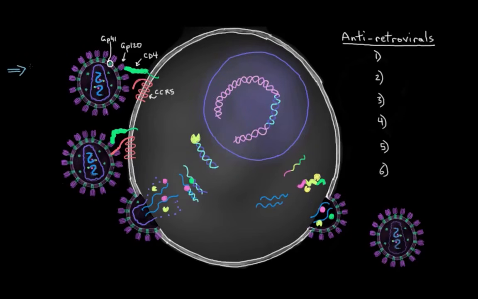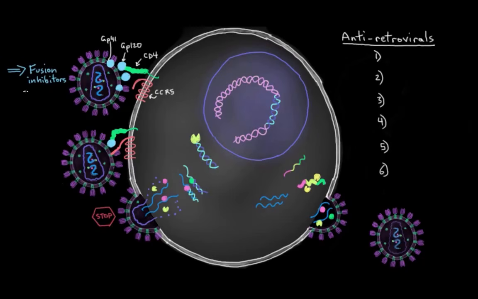We've got fusion inhibitors, right? They bind to this GP120 protein or the GP41 of the virus, and they prevent HIV from binding to and entering our CD4 cells. They work by sticking to certain proteins that HIV needs to enter our cell, and they stop this fusion step from happening.